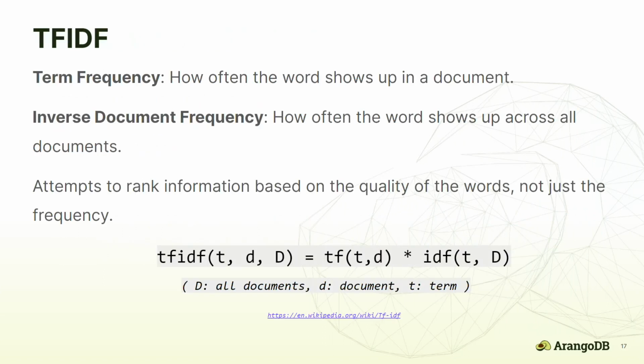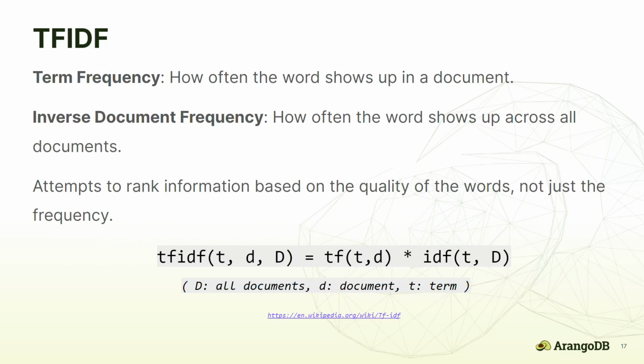And so the method that we used is kind of the standard getting-started recommendation method. This is TF-IDF. It stands for term frequency, so how often a term shows up in a document, and inverse document frequency, how often it shows up across all documents.